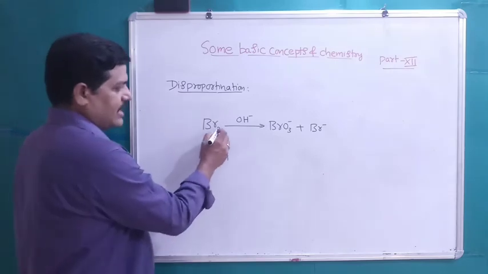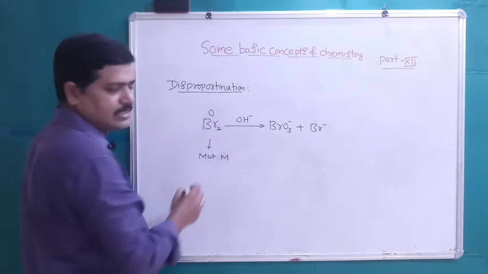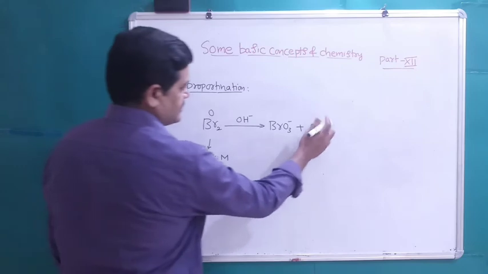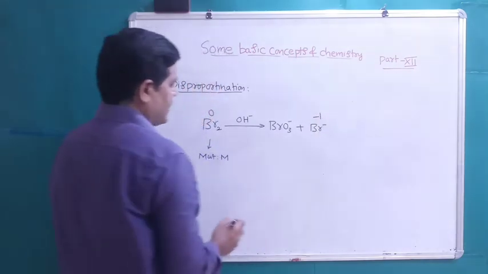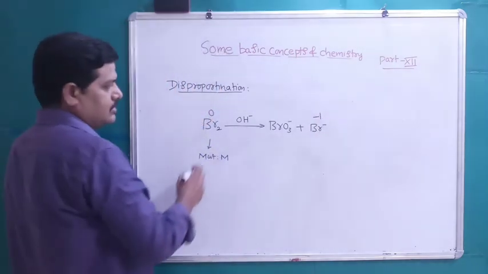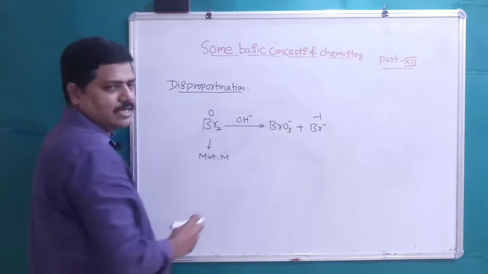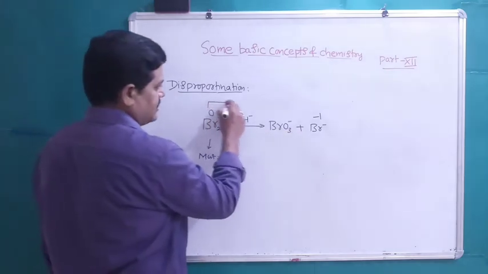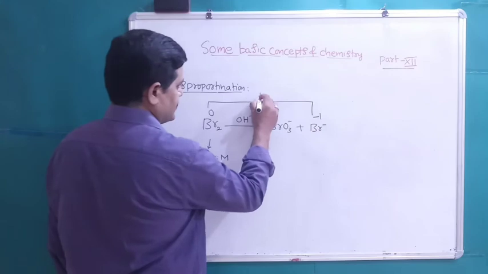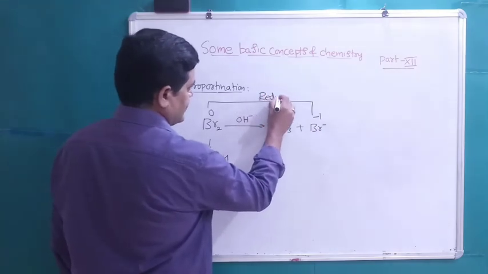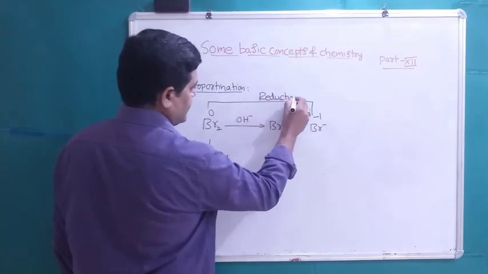So Br2 elemental state oxidation state is 0. Br minus oxidation state is minus 1, right? So decrease in oxidation state is reduction. This is a reduction process. Decrease in oxidation state is reduction.